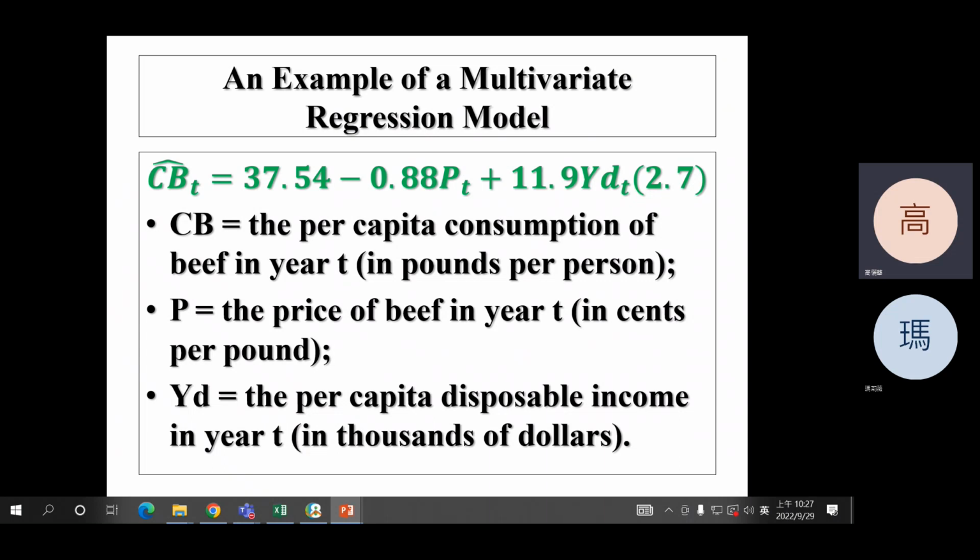I'm just talking about the price first. According to the law of demand, it should be a negative relationship. And this is what we call the income effect. According to the income effect in economics, if personal disposable income increases, you can buy more beef, so the demand will go up. So the relationship between disposable income and the demand for beef is positive. This also follows our expectation.